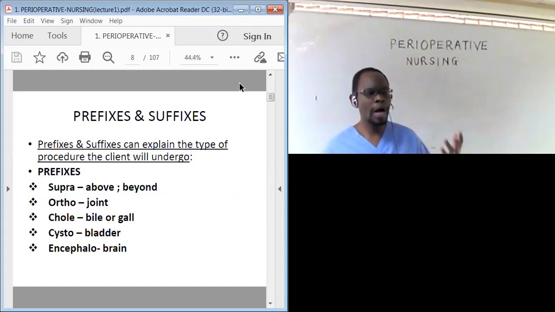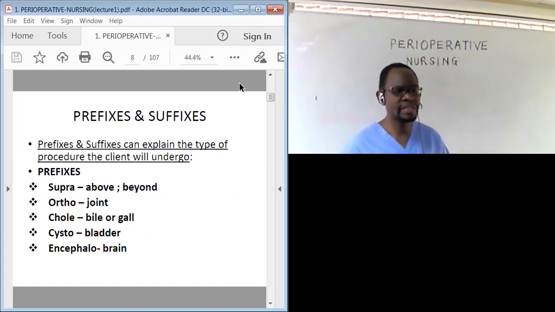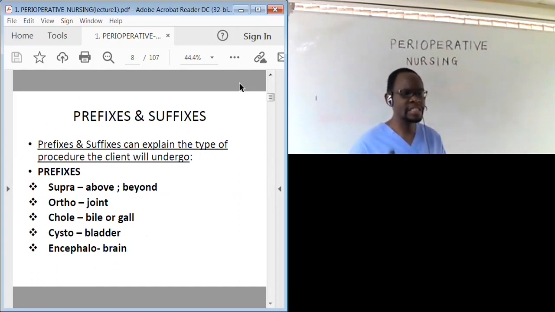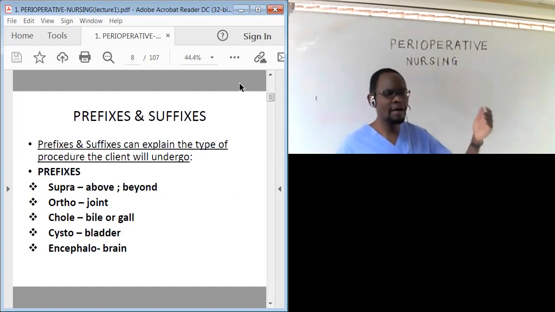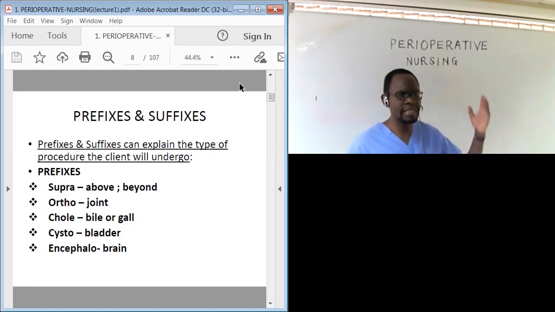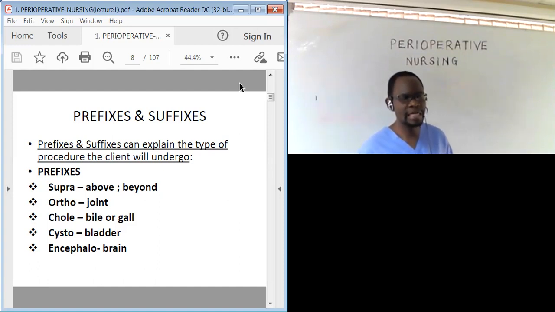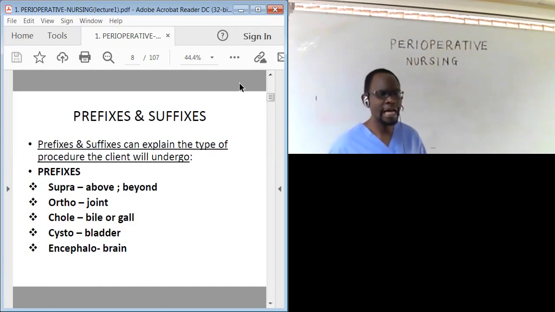Also prefixes and suffixes. A prefix is what starts a word, and the suffix is what ends the word. So when we say supra, it means above, and another affix basically means joint. You will come across all these suffixes and prefixes in surgery as you move along, but we shall not spend a lot of time on these.